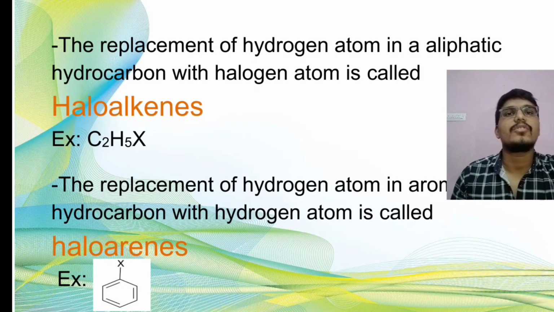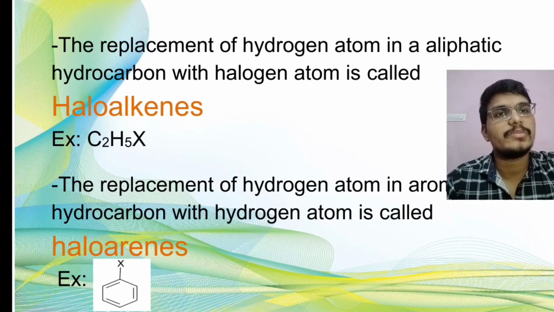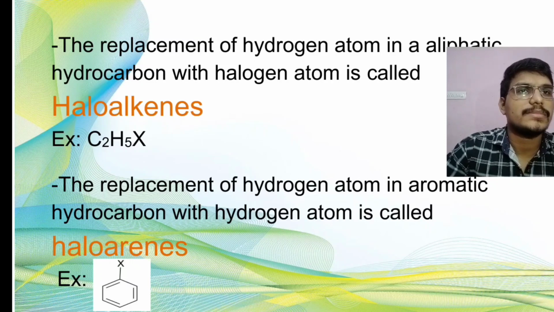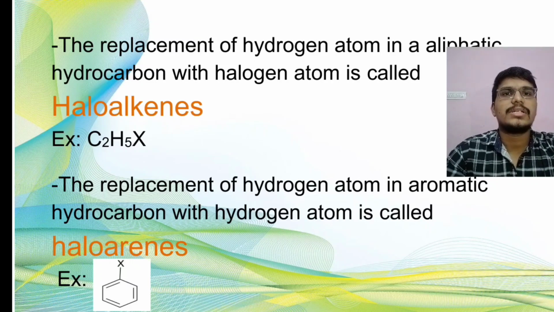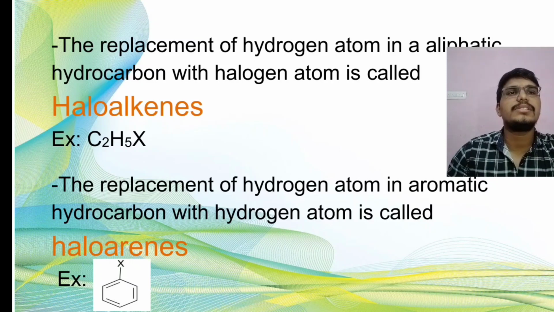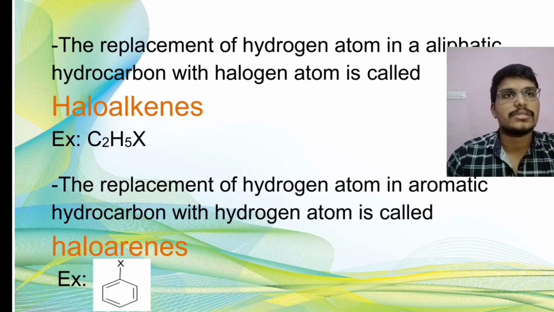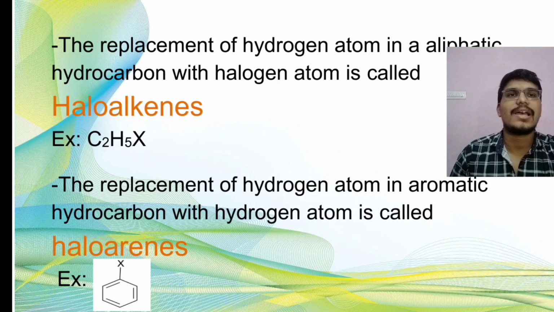And then haloarenes, same: the replacement of a hydrogen atom in an aromatic hydrocarbon with a halogen atom is called haloarene. You can see the example: in the benzene ring, one of the hydrogens is replaced with a halogen atom, so this is a haloarene.